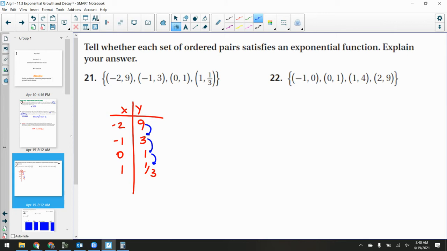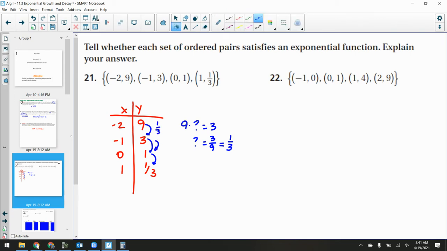What am I multiplying by for my y values? 9 times what is 3? What do I multiply 9 by? How do I figure this out? What do I do to 9 to get it over to the other side? So 3 divided by 9. What is that? 1/3. Let's say 1/3. It's 1/3 as my R value.